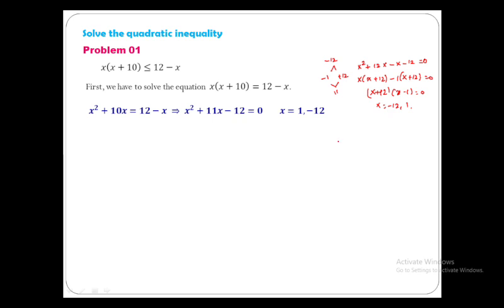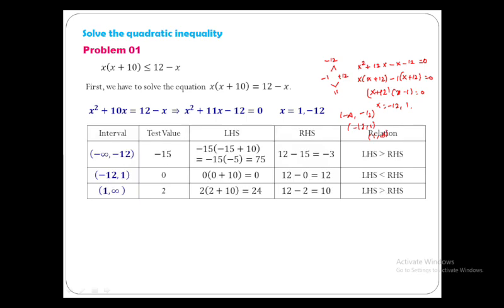So the real line is divided into three intervals: minus infinity comma minus 12, minus 12 comma 1, and 1 comma infinity. Okay, then we can take up the test values. From the first interval, we can choose the value minus 13, and we get the answer 75 for LHS and RHS 25. So we know that 75 is greater than 25, so the relation is LHS greater than RHS in this interval.